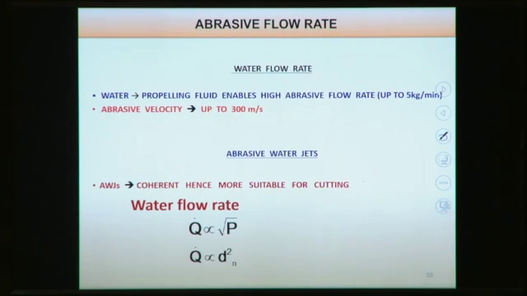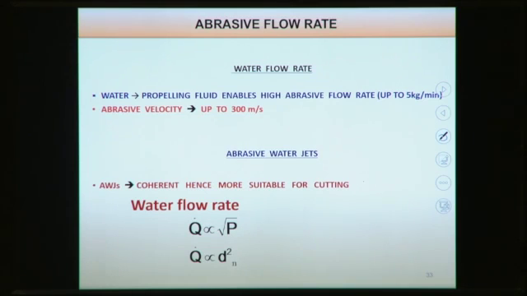Now, water flow rate. Water flow rate also influences the metal removal rate in the abrasive water jet machining process. The propelling fluid enables a high abrasive flow rate, up to 5 kg per minute, and abrasive velocity also increases up to 300 meters per second. The flow rate of water is proportional to the square root of the fluid pressure. Also, the flow rate of abrasive is proportional to the diameter of the nozzle.